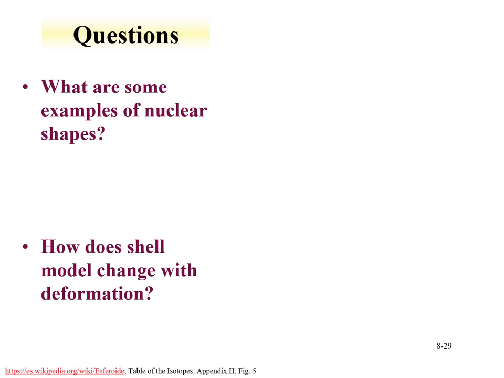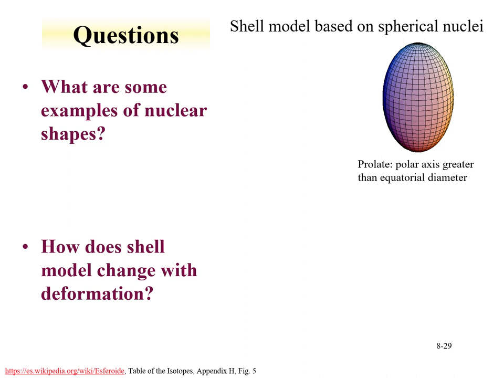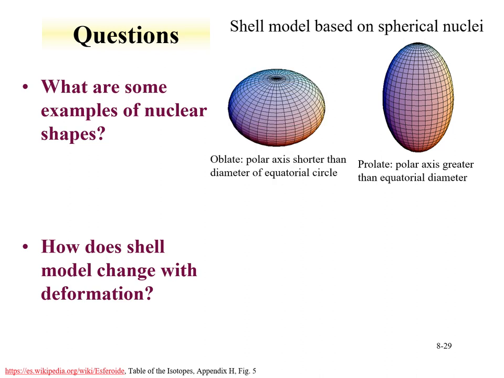Another important concept that was discussed in this lecture is nuclear shapes. So what are some examples of nuclear shapes? Well, as we described with the shell model, there are spherical nuclei, but there are also nuclei that deviate from being spheres. One example is a prolate nucleus, in which the polar axis is greater than the equatorial axis. The other nuclear shape is an oblate nucleus, in which the polar axis is shorter than the diameter of the equatorial circle.